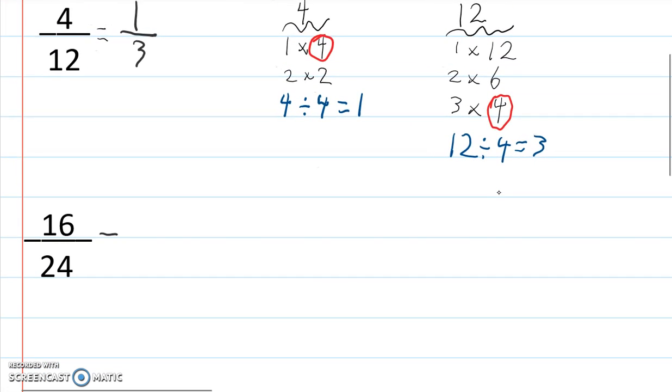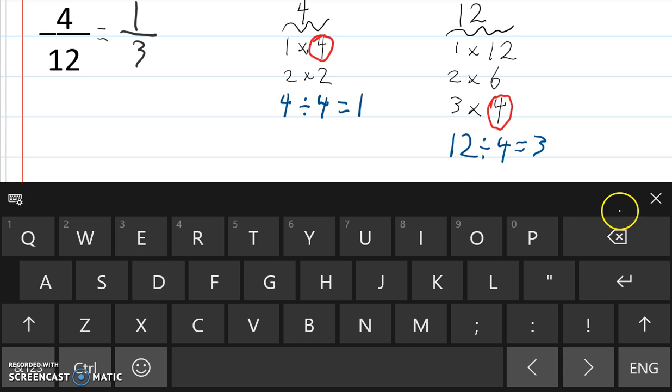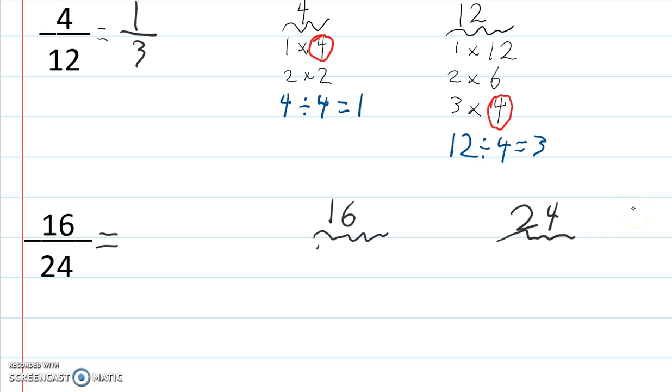Okay, 16 over 24. What does that equal? Let's try it again. 16, squiggle, squiggle. 24, squiggle, squiggle. Underneath the 16, what's the easy number we can always get? 1 times whatever it was, 16. And same with the 24. And I always start just going 1, 2, 3, 4 until I run out.